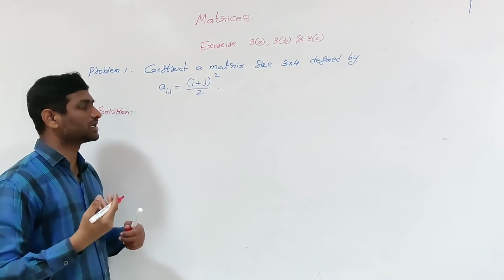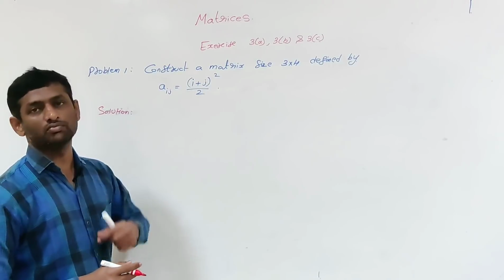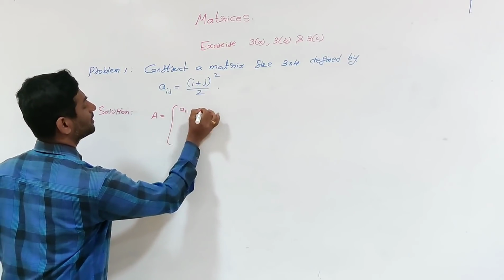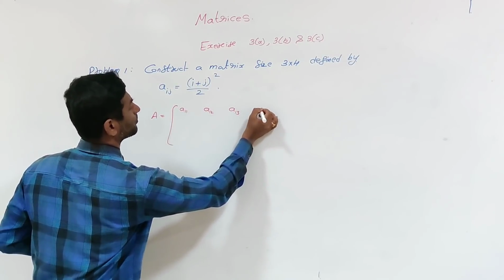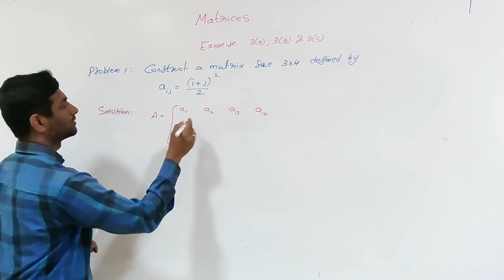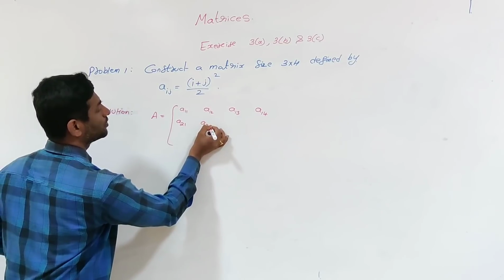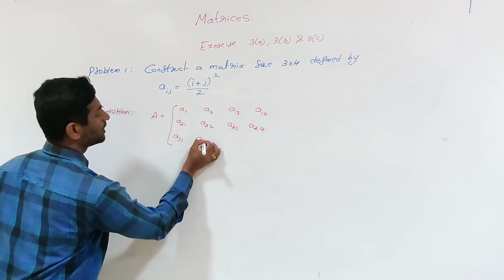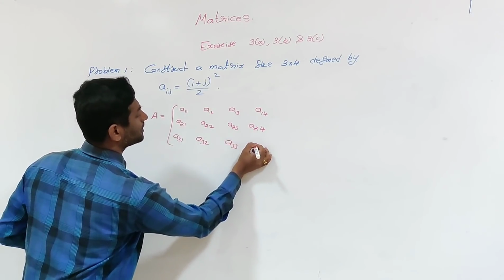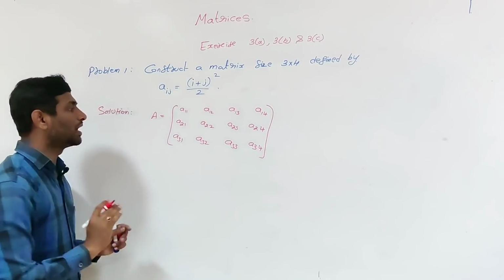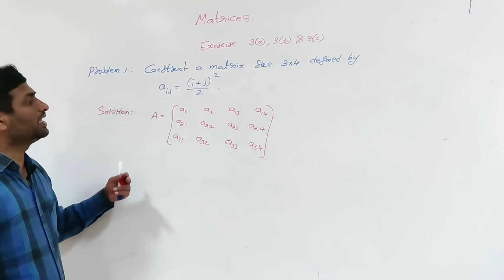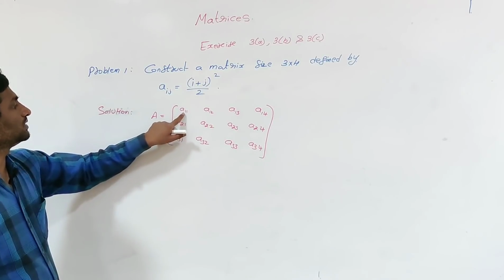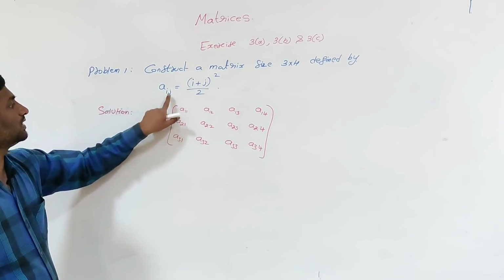So let us write the 3 by 4 matrix in general form. A is equal to A11, A12, A13, A14 because 3 rows and 4 columns; A21, A22, A23, A24; A31, A32, A33, A34. So this is our matrix of size 3 by 4. And the elements will be based on the condition for Aij. If I go for A11, in the place of i it is 1, in the place of j it is 1.